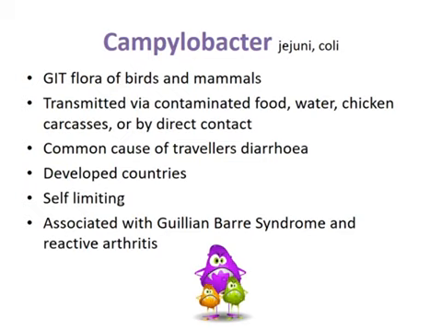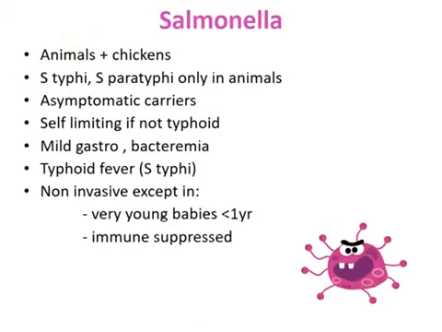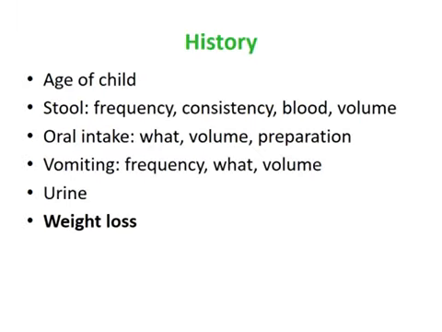Campylobacter is a common cause of your traveler's diarrhea, and it's usually transmitted by contaminated food. It's usually self-limiting, but these are the ones that complicate with Guillain-Barré syndrome or a reactive arthritis. Salmonella, again, a lot of people can be an asymptomatic carrier, and usually it causes a very mild type of gastro, but if you have a very young patient, younger than a year, or you're immune suppressed, you can get a more invasive disease.